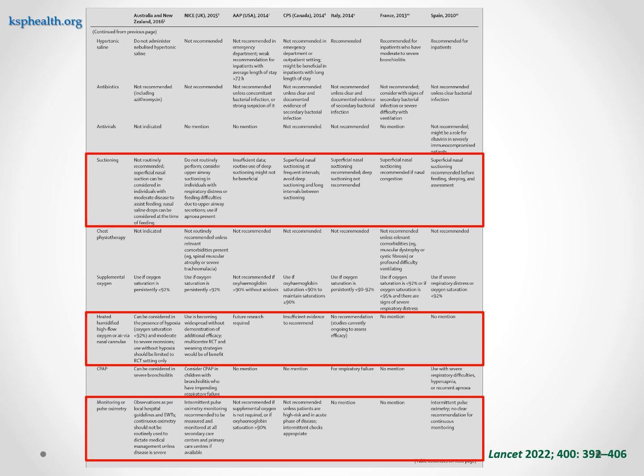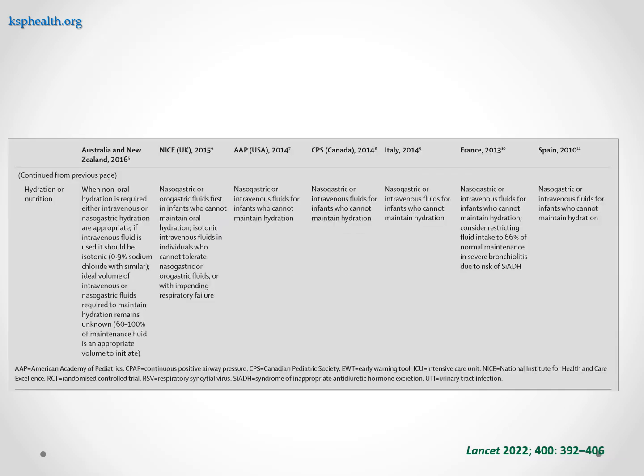And regarding supplementation of oxygen, everyone agrees if there is hypoxemia, go ahead and start supplemental oxygen. Regarding hydration and nutrition, everybody agrees: either make sure PO intake is good, if it is not, nasogastric, if it is not, IV fluids.